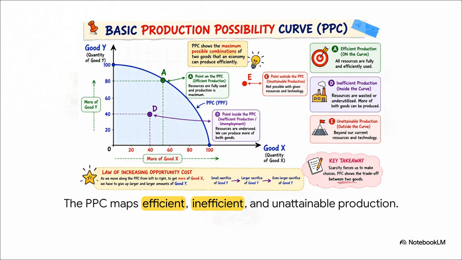But if you look inside the curve at point D, that's our danger zone. That signifies inefficiency, unemployment. Basically, factories are closed and potential's completely wasted. And way out there at that red point E, yeah, that's the dream zone. With our current resources, it's just completely unattainable.